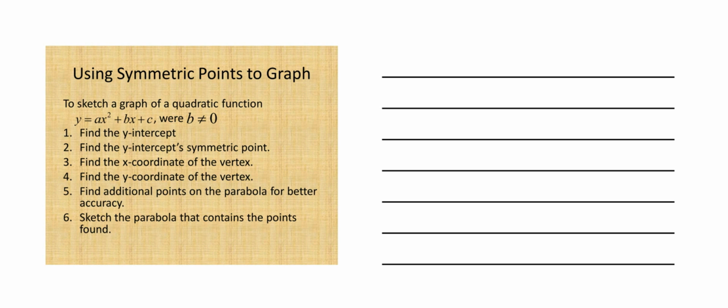Using symmetric points to graph. To sketch a graph of a quadratic function in standard graphing form, y equals ax squared plus bx plus c, where b does not equal 0: 1. Find the y-intercept. 2. Find the y-intercept symmetric point.